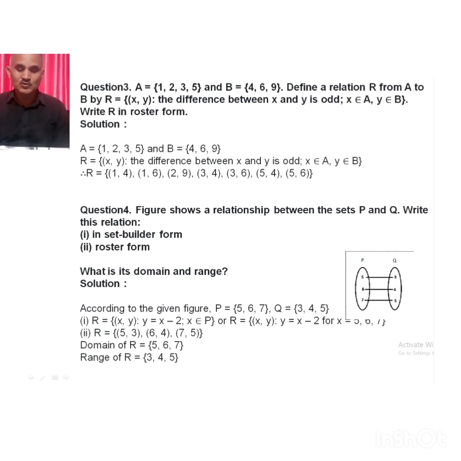See, 5 is 2 more than 3, 6 is 2 more than 4, and 7 is 2 more than 5. So easily we can develop the relation, that is x is equal to y plus 2, or we can say y is equal to x minus 2. Therefore the domain of this relation is 5, 6 and 7, and the range is 3, 4 and 5.